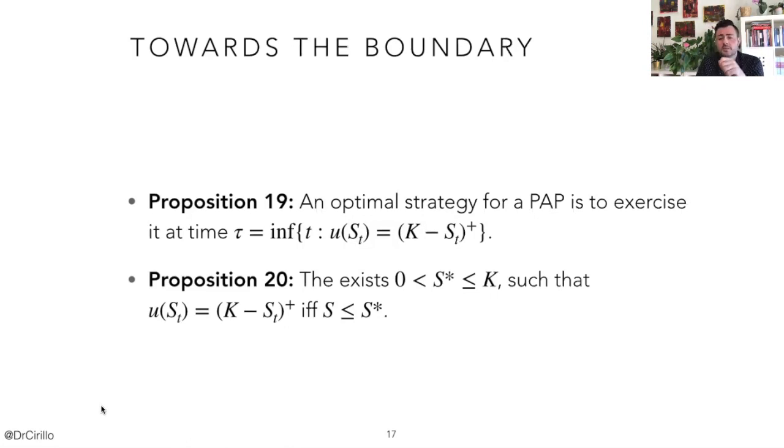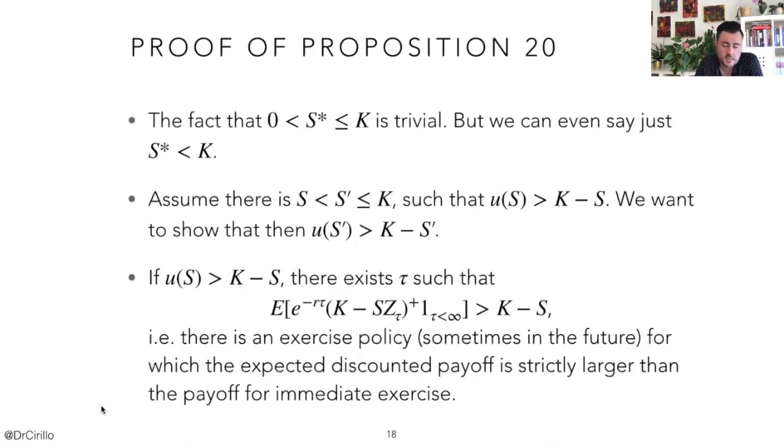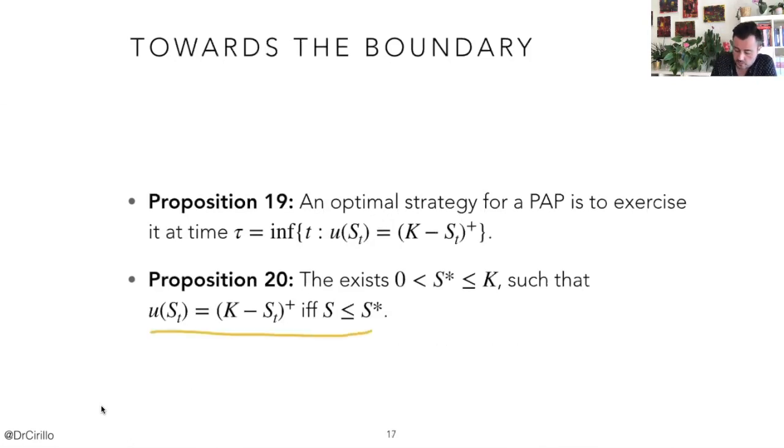Now, for what concerns proposition 20, this is even more interesting because this proposition tells us that there exists a value S star that we know is between 0 and K, for the reasons we have considered before, such that the condition U(S_t) equal to (K minus S_t)^+ is satisfied if and only if S is smaller than or equal to S star. Now, in order to prove that, we can observe the following. The fact that S star is between 0 and K is trivial. Again, we just said that for the American put, so also in the case of the perpetual. And if you want, in reality, you can also take strictly smaller than K, but it's okay.